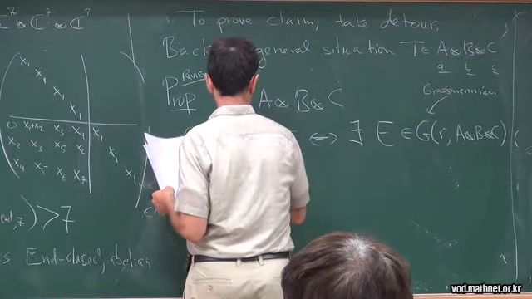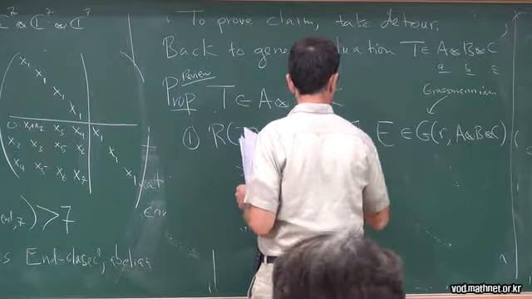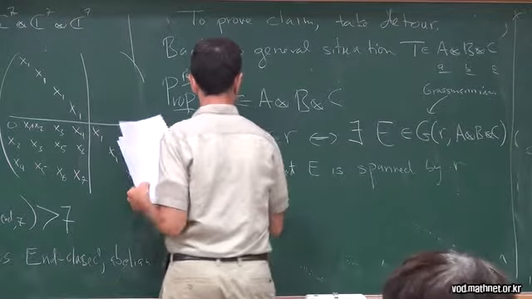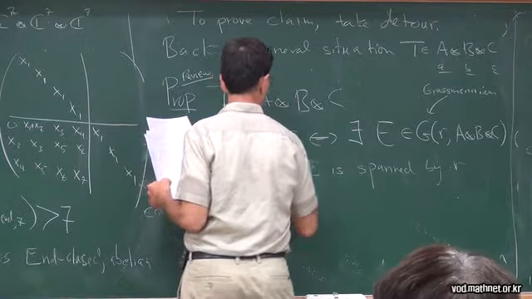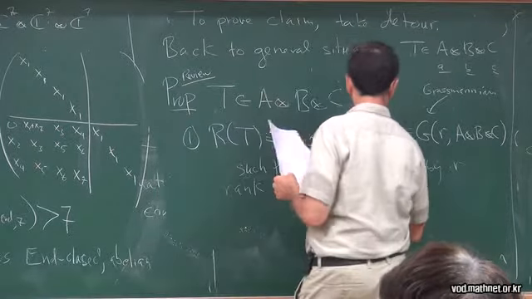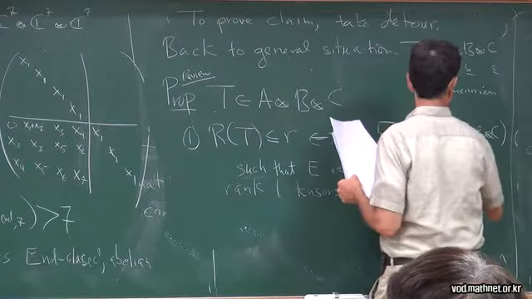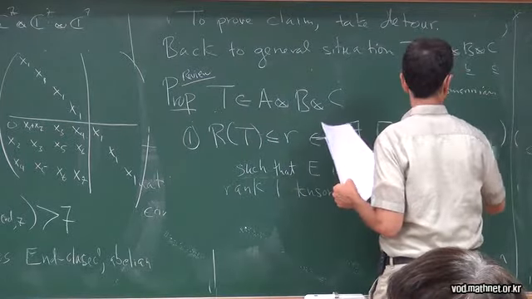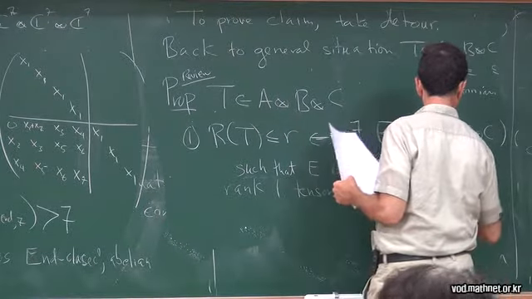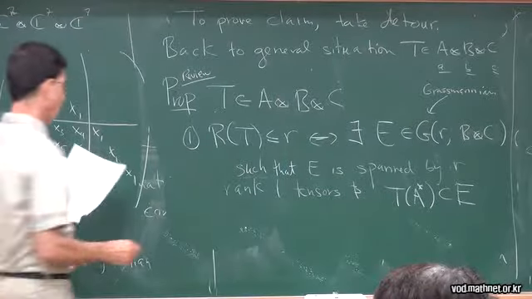such that E is spanned by R rank 1 elements and that T(A*), oh wait, I want it in B ⊗ C, T(A*) is contained in E. So this is for any border rank, or any rank.